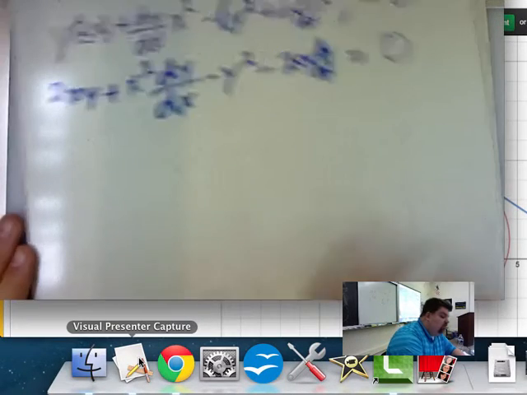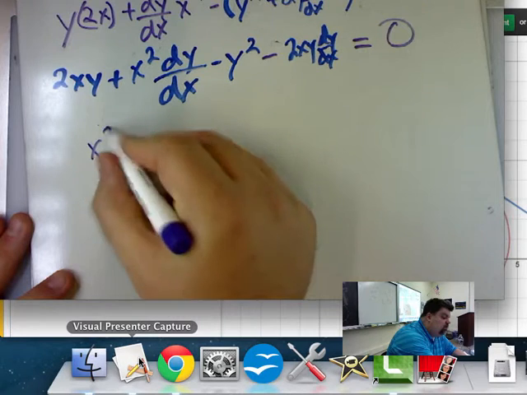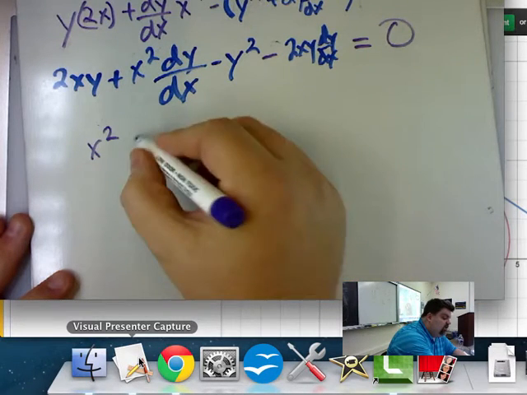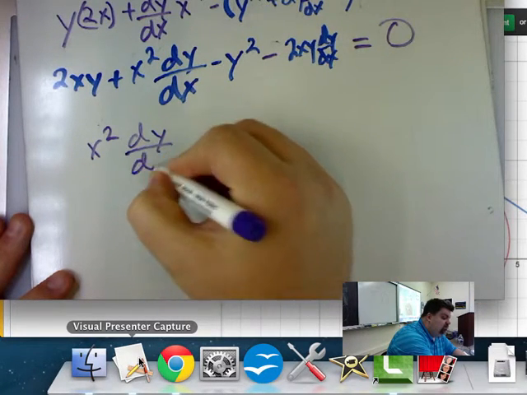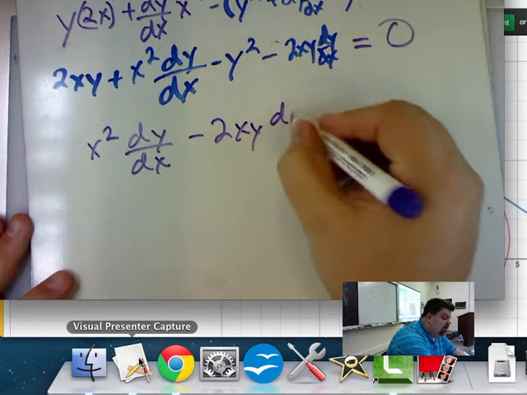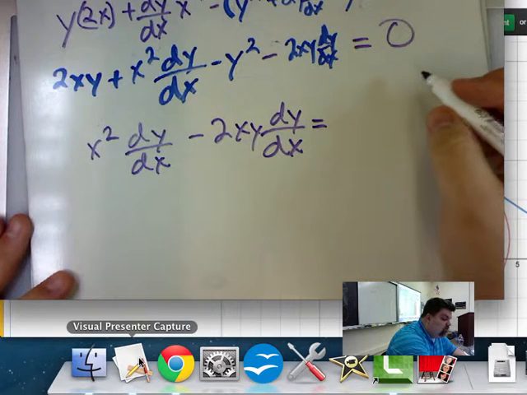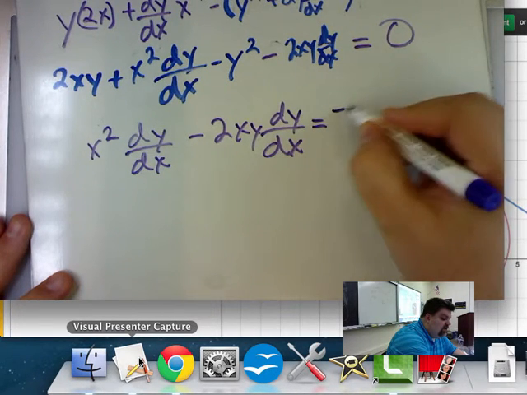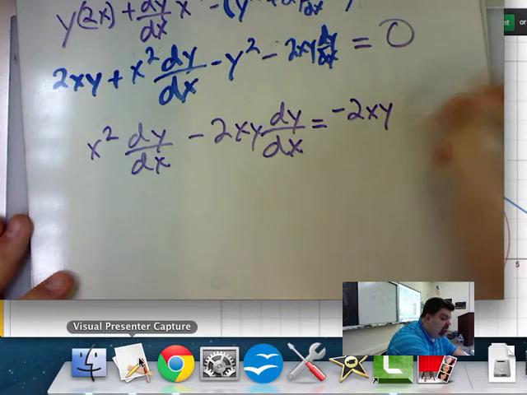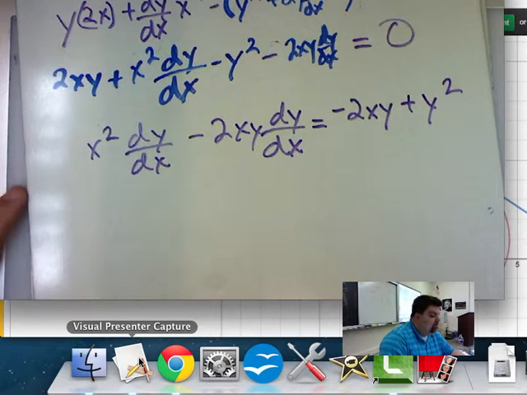So now what I'd like to do is take the dy dx's. So I've got x squared dy dx minus 2xy dy dx. And I'm going to toss everything else on the other side of the equal sign. So that's going to become a negative 2xy plus y squared. Is that right? Yes. Okay.